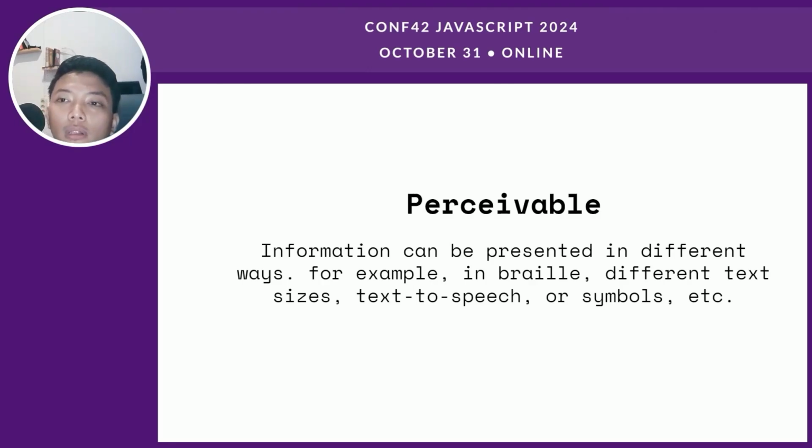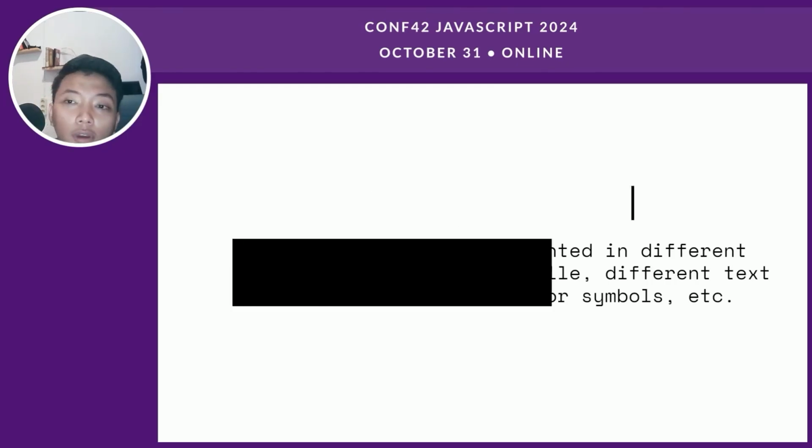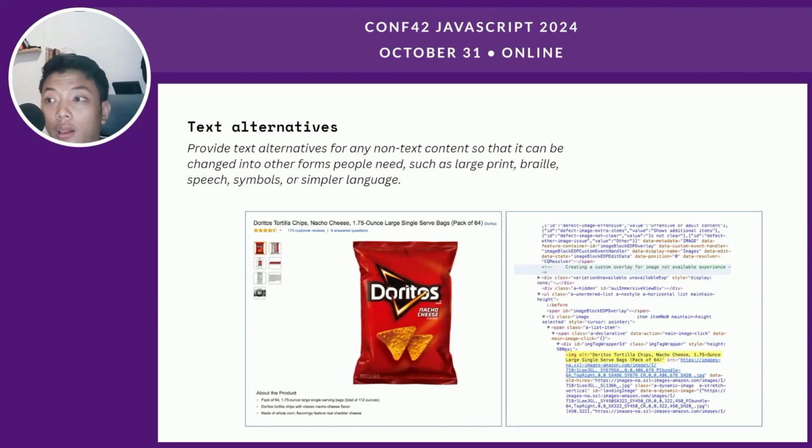What is perceivable? Perceivable means the information of your content can be presented in different ways, like in braille, different text size, text to speech, all working on different devices or ways to present. For example, as we saw earlier, if your user can see the image, you need to provide alternative content for those people. If you are missing the alternative content in an image, you can add some alternative text to your images.